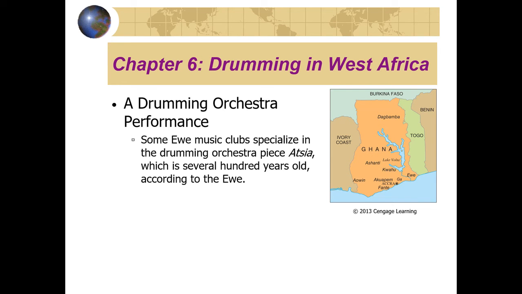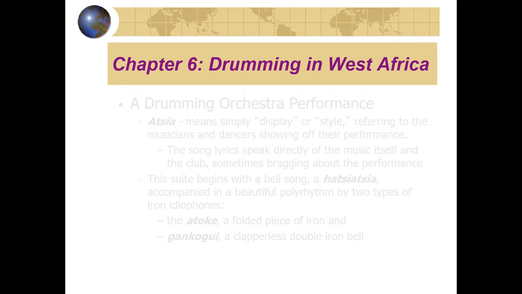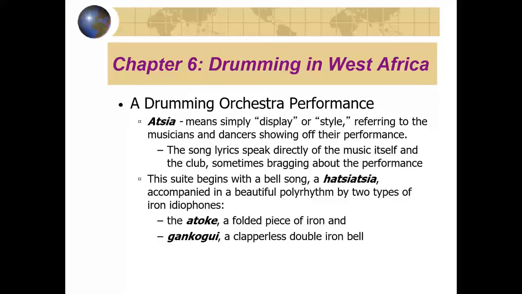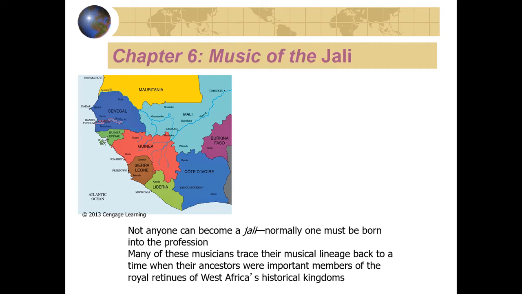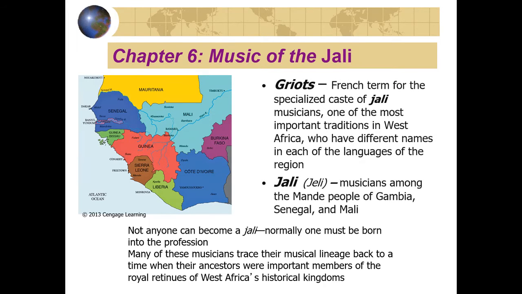The virtuoso drumming piece of the Ewe culture is the Atsia, and again, there are some links to that online. And I think it's best that you listen to that. I'll also give you some links to Atoke and Gankogi bells, which are very, very important. The Jali is a tradition sometimes called griot, depending on which language we're transliterating from, which is a musician, historian, keeper of lore, and it's an important tradition.